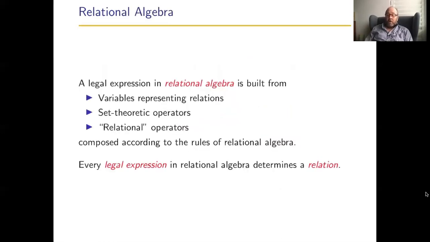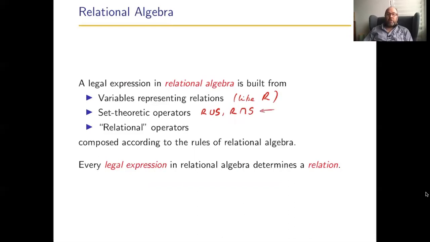Now let's think about what a legal expression in relational algebra is built from. Well, you have variables that represent relations, like the R that we saw from the previous slide. You have various set theory operators, which are just like the operators in set theory that we did at high school. Things like R union S or R intersection S. I'll explain a bit more about what these are in the next slide.